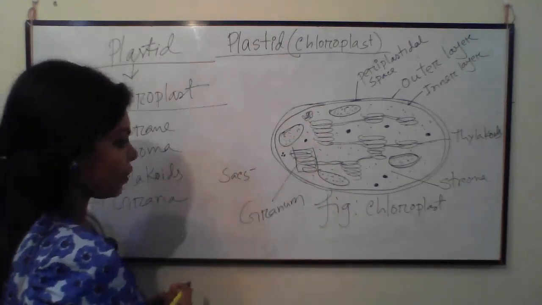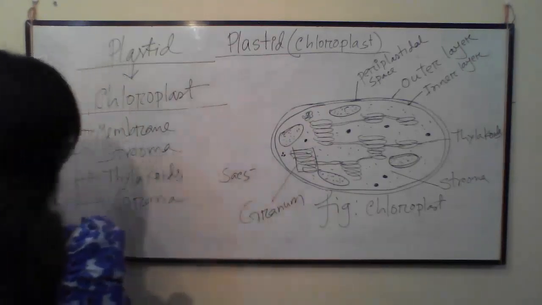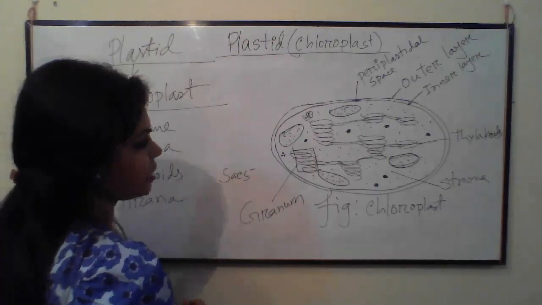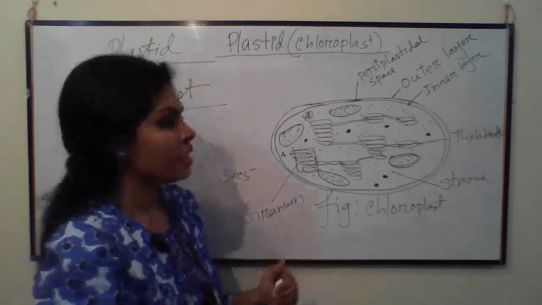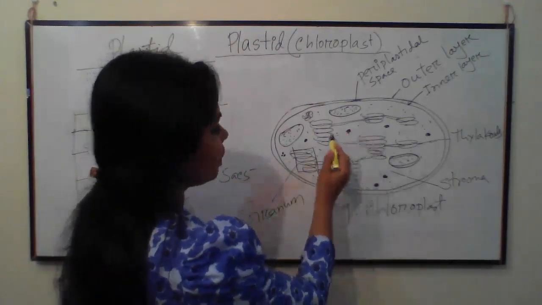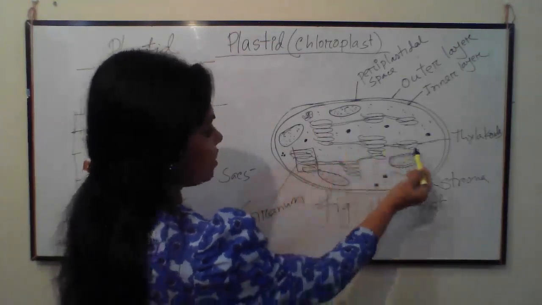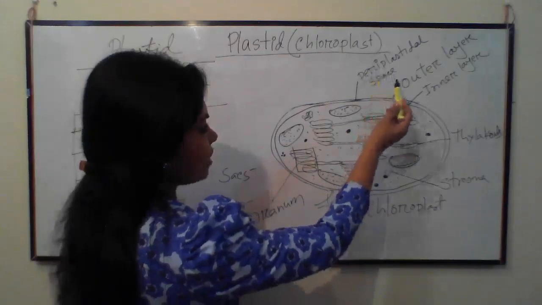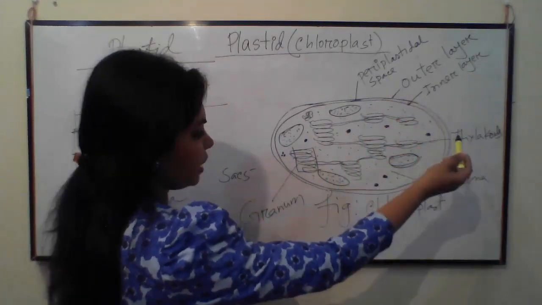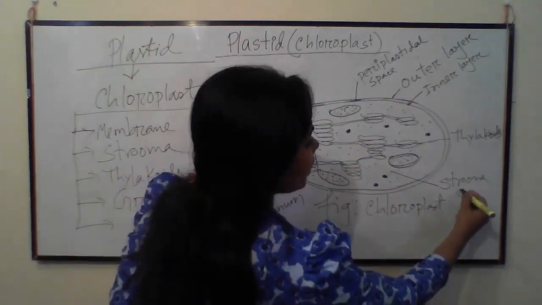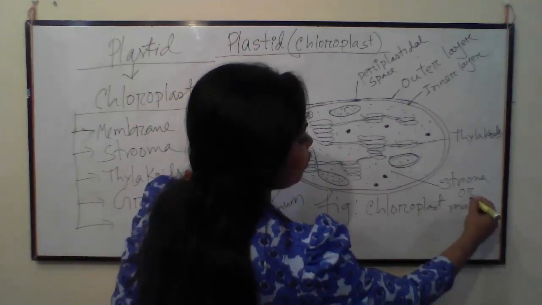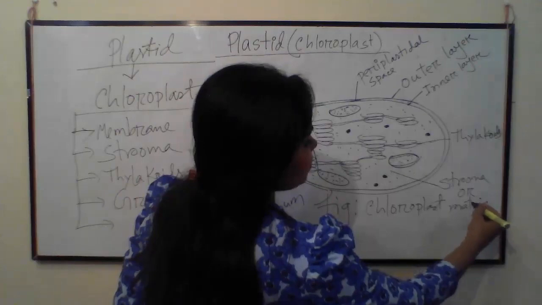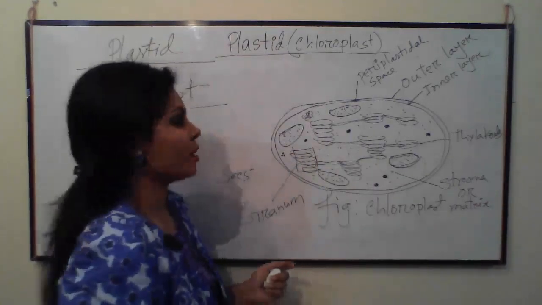Next, there is another structure of the chloroplast. You are seeing what I told already: these are the grana, this is the thylakoids, stroma, periplastidial space, outer layer, inner layer. The stroma is also called matrix, though people often don't know which part of the chloroplast the matrix is.